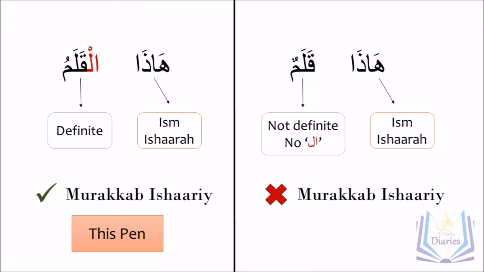For example, when you take hadha qalamun, is this a Murakkab Ishaariy? Of course not. Why? Because hadha is an ism ishara, but qalamun is not definite. Why? There is no al in it. But if it was hadhal qalamu, hadha over here is an ism ishara, al qalamu is definite. So this is a Murakkab Ishaariy. The meaning of this will be this pen.